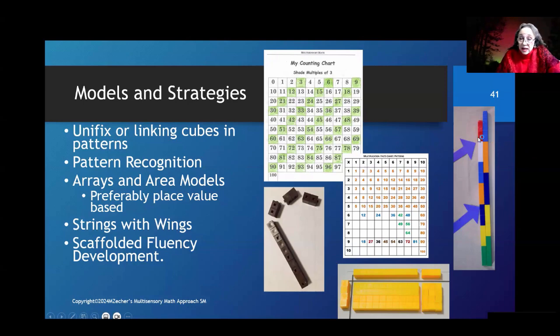Here you can see that our models with unifix cubes, we're showing the common multiples. So I can find the least common multiple, but recognize that there are other common multiples.